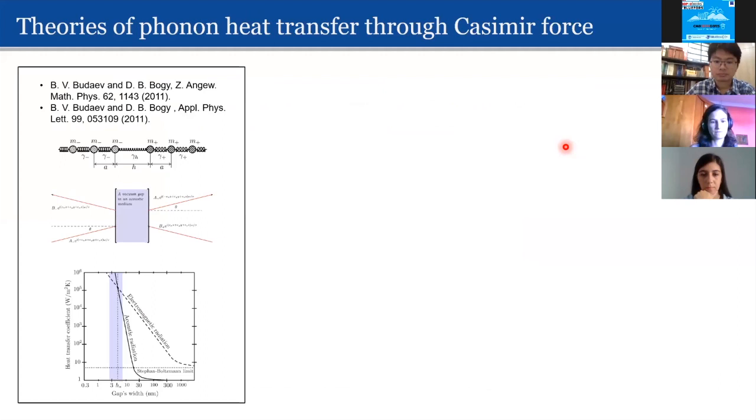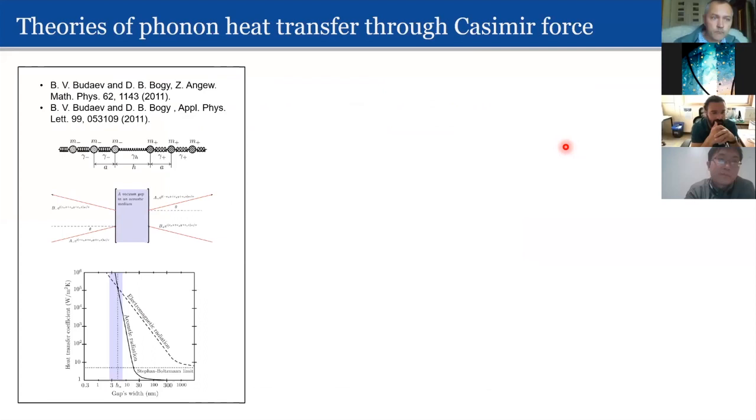This phenomenon was first predicted by three theory groups. The first theory paper was published by a UC Berkeley group, Professor Boji, back in 2011. He first proposed that Casimir force can actually induce phonons to go from one medium to the other through a vacuum. He had a very simple spring-mass model, with a gap and two solids on both sides connected by a spring provided by the Casimir force. He has a transmission model, in which phonons propagate from one side through the vacuum to the other side.